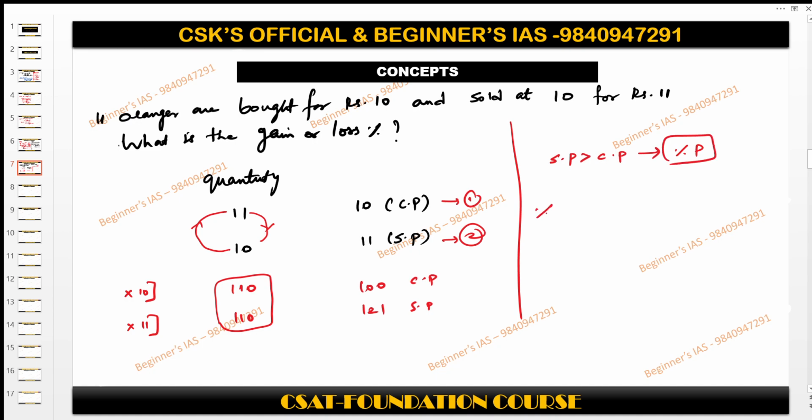So how can you calculate the profit percentage? SP minus CP, reference is CP, into 100. So therefore SP minus CP here is nothing but 21. Then what is the CP? 100 into 100. So 100 and 100 cancel. So therefore 21% is the profit.